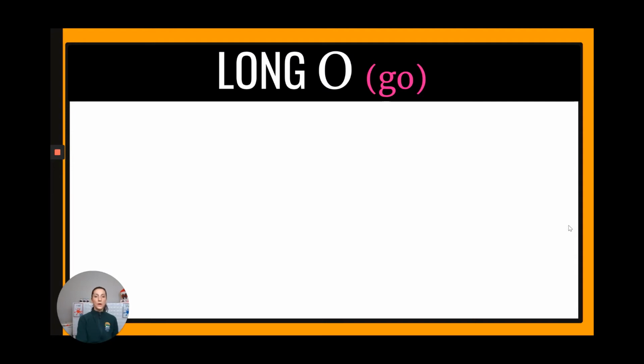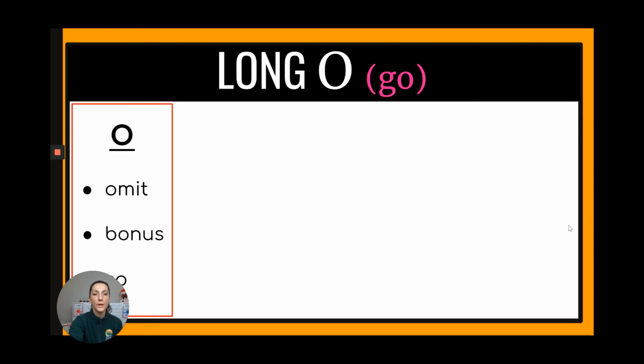So this week we are going to be studying the long O sound as in go, right? Two weeks ago, we did the long A sound and all the different ways that you can spell words with the long A sound. Last week, we did the long I sound. This week, we are working on the long O sound, and we'll talk about the long U a little bit later in the week. So there are various ways that you can make the long O sound.